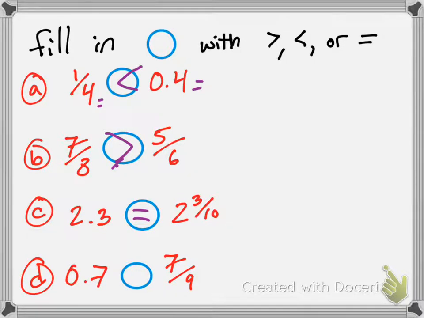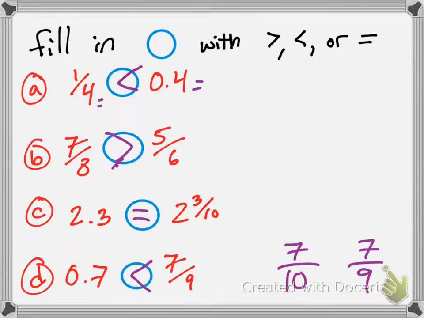What about this last one? What is that going to be? Which one's greater? Which one's less than, or are they equal? 7/9. 7/9 is greater. One thing that you could do is if they have the same top, 7.7 is 7/10, the other one is 7/9.